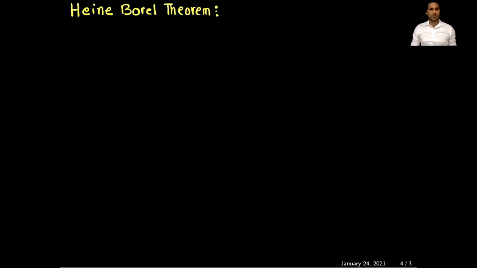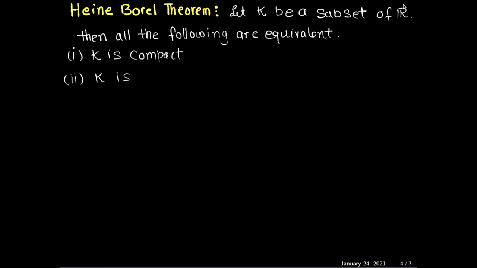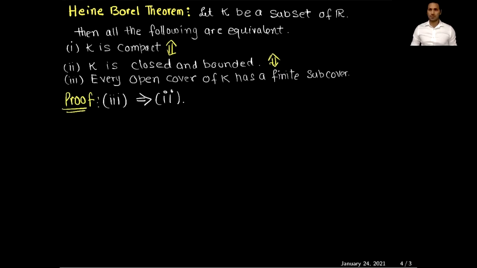Next, we will prove the most important and challenging theorem of this course, which is the Heine-Borel theorem. So let me first write down the statement of this theorem. As you might have noticed, we already proved 1 implies 2 and 2 implies 1 in our previous video. So the only things we need to prove in this theorem are 2 implies 3 and 3 implies 2. So let's begin the proof.